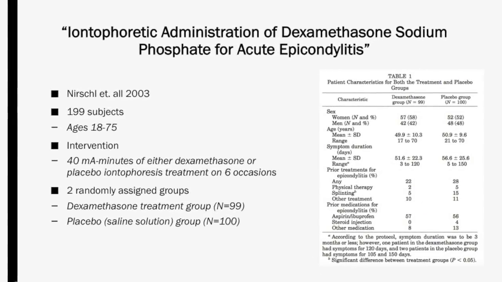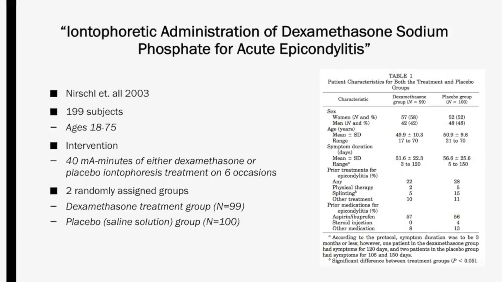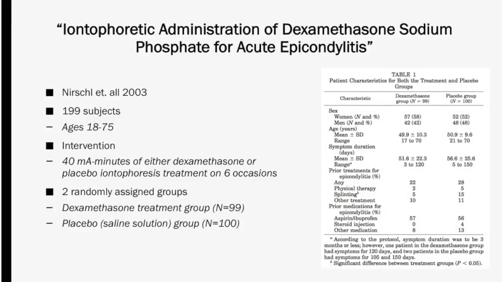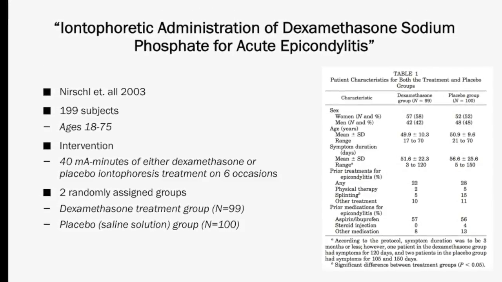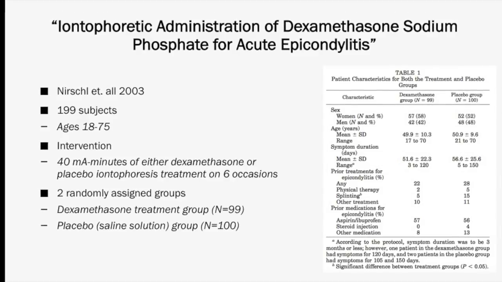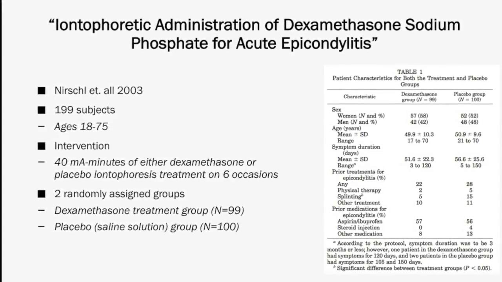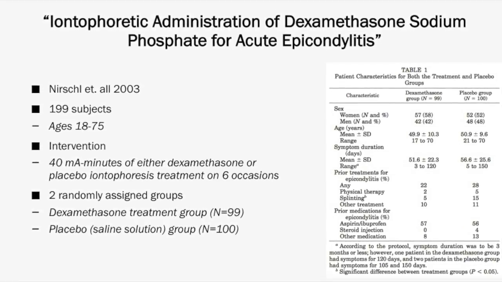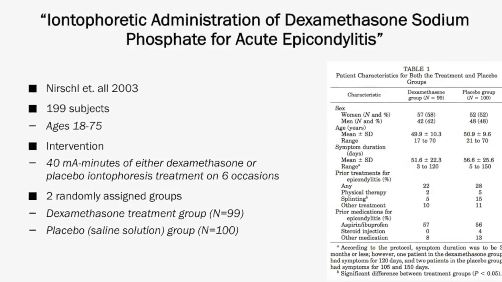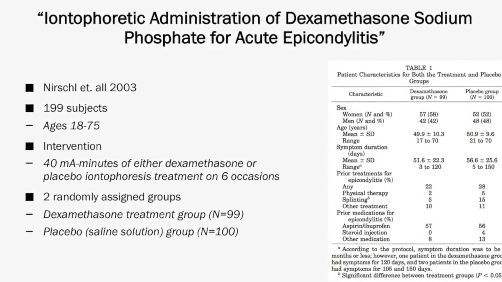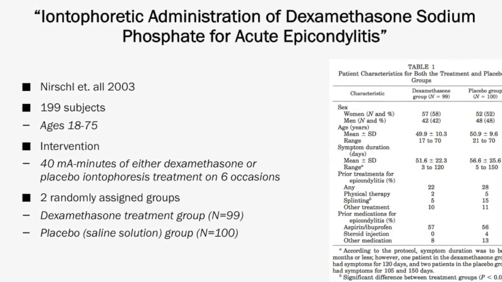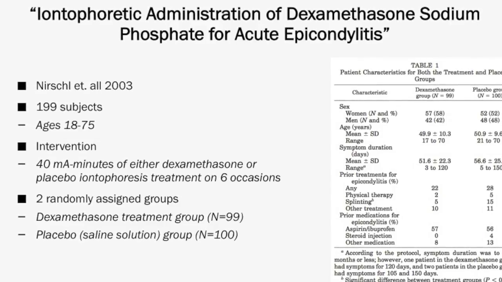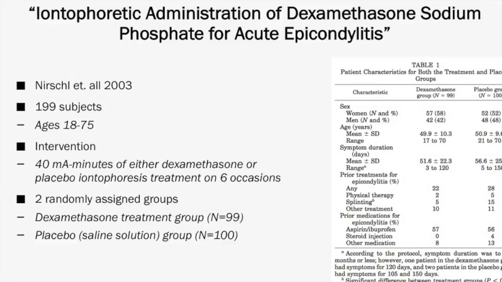So, should we use iontophoresis to treat medial or lateral epicondylitis? After looking at the evidence, again, there were many discrepancies on if it is an effective modality or not. However, I found one study that looked at the effects of iontophoresis using dexamethasone to treat acute medial or lateral epicondylitis. This double-blinded, randomized control trial consisted of 199 subjects between the ages of 18 and 75, all diagnosed with acute epicondylitis. These patients were then randomly assigned to a dexamethasone group or a placebo group. Each group then received 40 milliampere minutes of iontophoresis with either the dexamethasone medication or a saline solution.